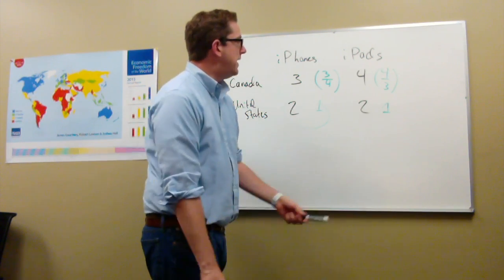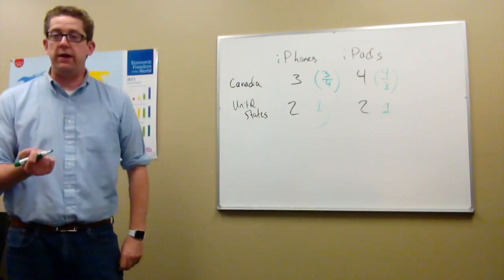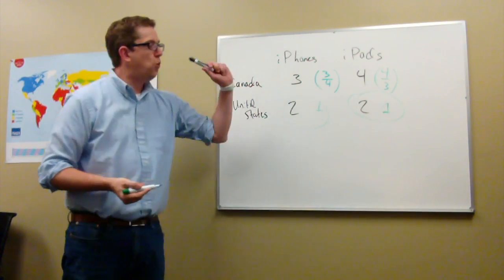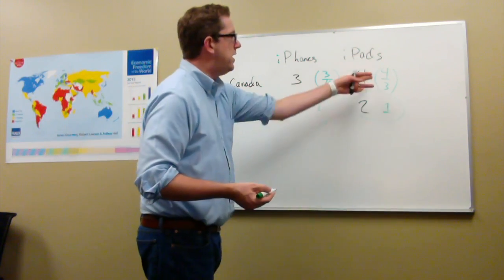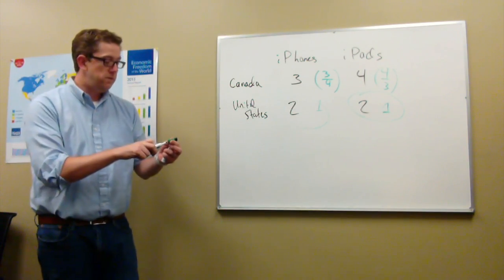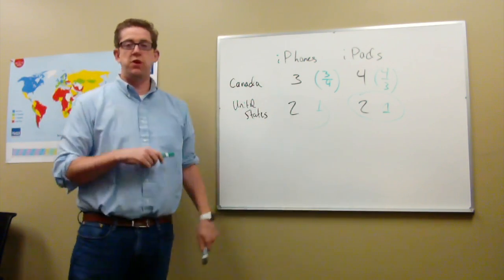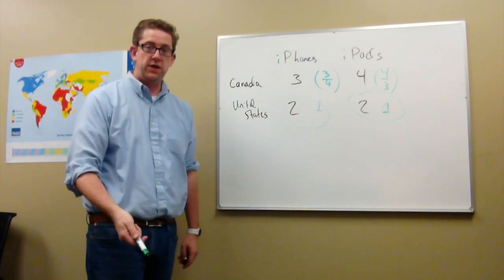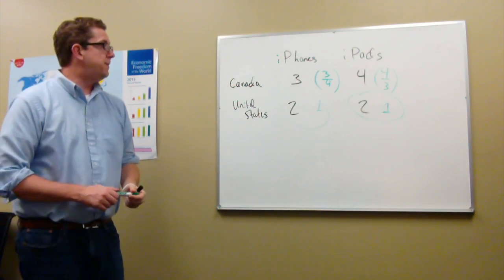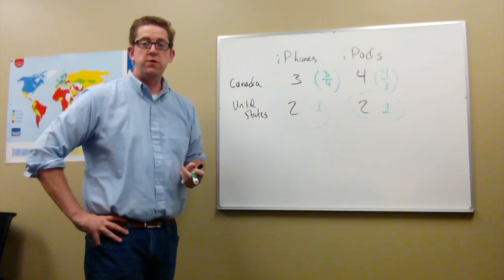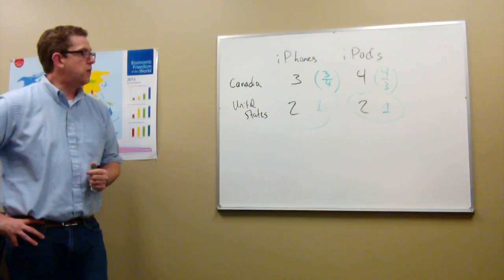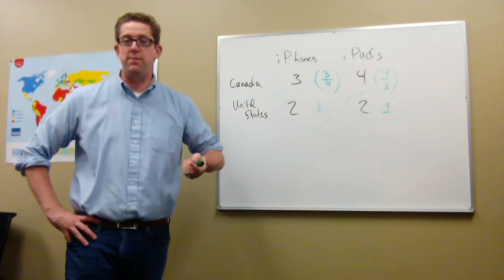Similarly, the United States is the low-cost producer of iPads because each iPad only costs Americans one iPhone, whereas each iPad costs Canadians 1 1/3 iPhones. So Canada should specialize in the production of iPhones because they have a cost advantage. They can produce iPhones at a lower opportunity cost than can Americans. Americans can produce iPads at a lower opportunity cost than can Canadians. Therefore, Americans should specialize in the production of iPads.